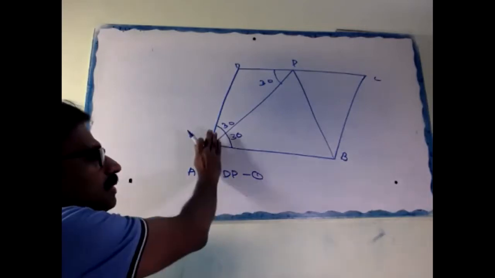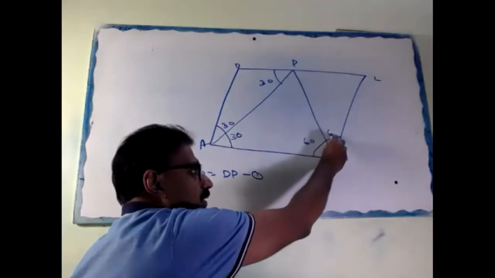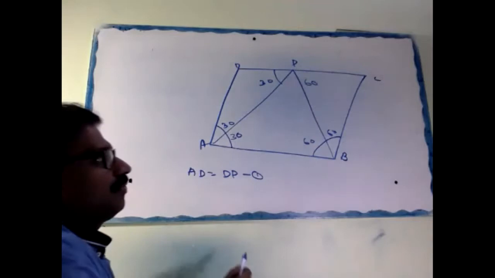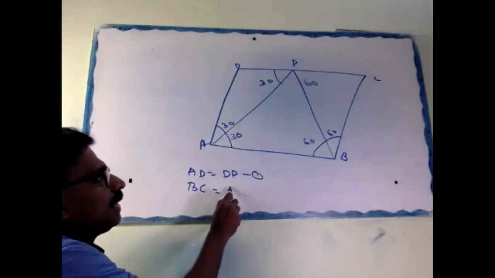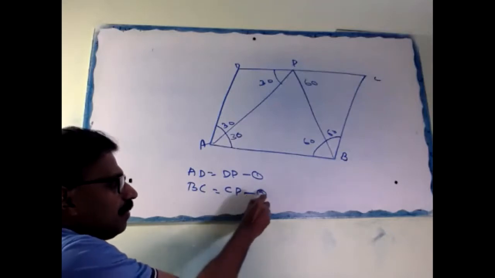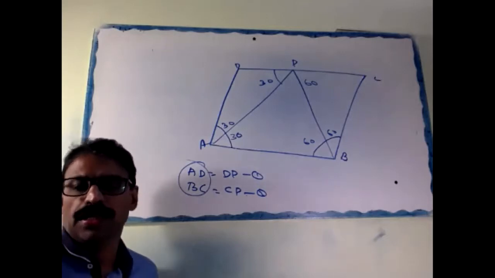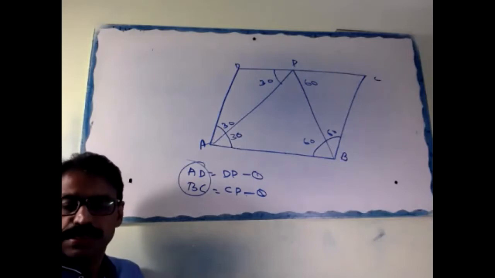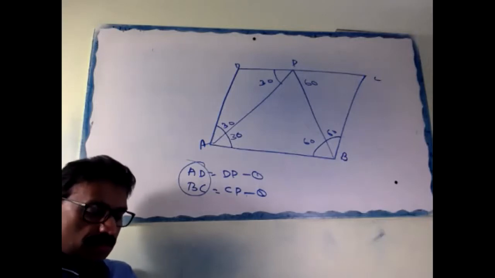This is 60, which means this full angle is 120. So 60 here, 60 here. This 60 means this also 60. So then what? BC equal to CP, number 2. But AD equal to BC. So what? DP equal to PC. DP equal to PC. Finish. Clear now?